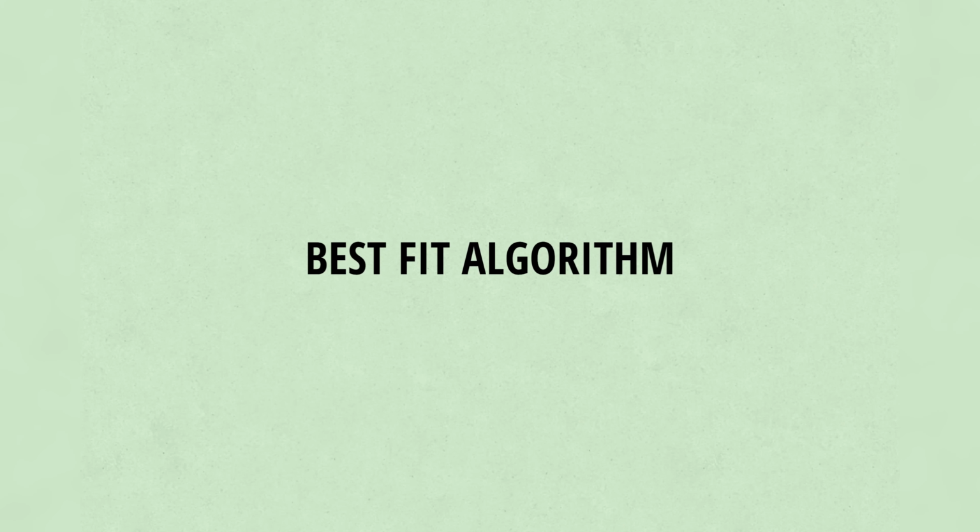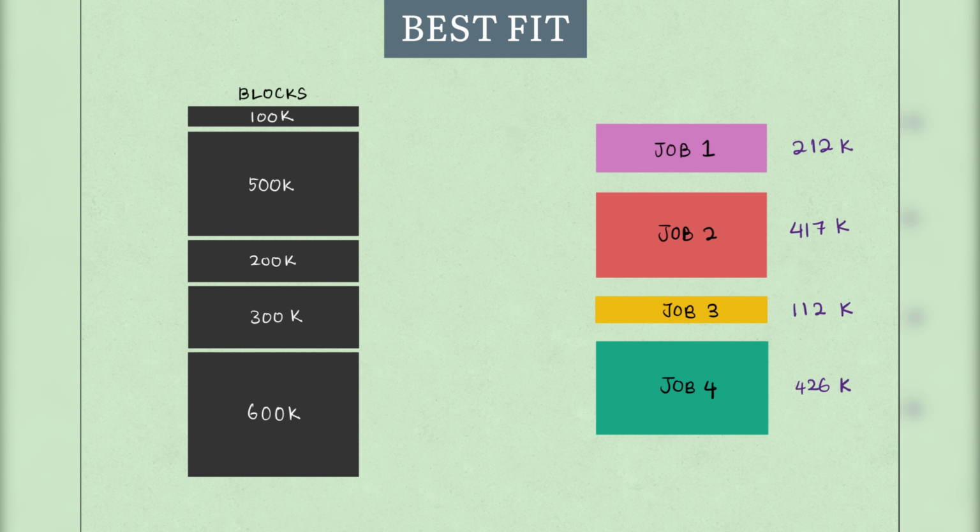This is an illustration of how the best fit algorithm works. In this algorithm, we will look for the best block that can fit the job. As we can see, we have a number of blocks with different sizes of memories, and we have 4 jobs that need to be allocated into the blocks. So let's see how this algorithm works.